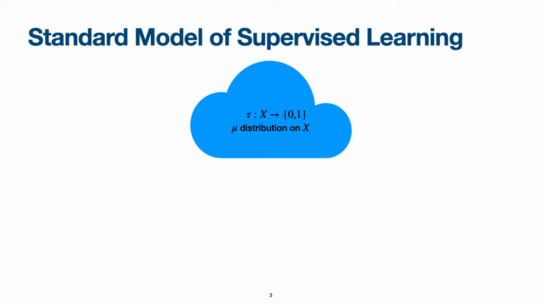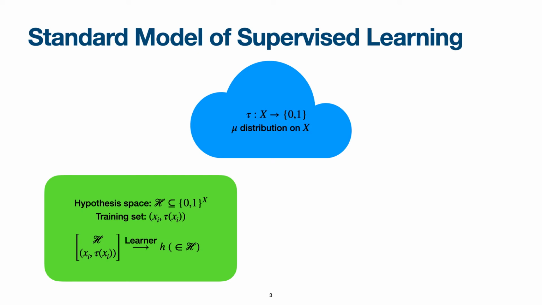To model the problem of supervised learning, we can start by saying that there is a domain, X, and there is a labeling function that we often call the target, denoted here by tau, that associates 0 or 1 to every element in the domain. We also have a distribution mu on the domain X, and we do not know what tau is, and we do not know what the distribution is.